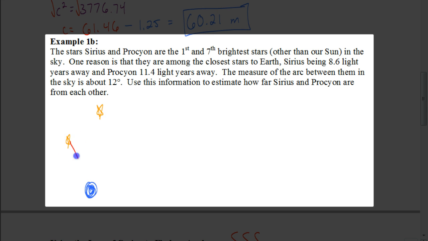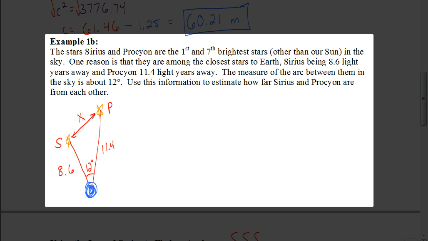Well, the distance, we'll call this first one Sirius. The distance between Sirius and Earth is 8.6 light years away. And this one will be Procyon, however you pronounce it. That's 11.4 light years away. And the angle between these two is a total of 12 degrees. We want to figure out the distance between the two stars. That's what I want you guys to find.